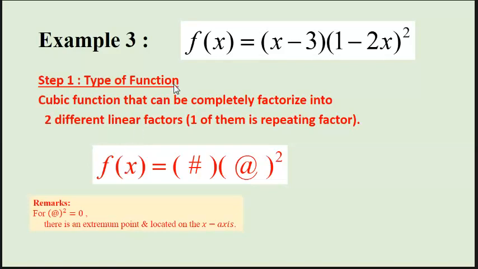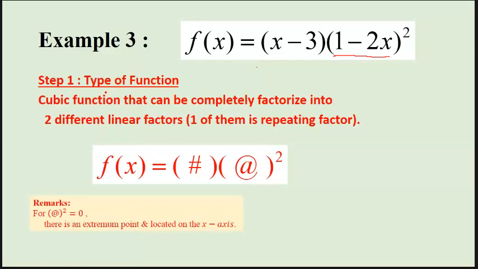Now let's refer to example 3 for sketching the graph of cubic functions. Now we have the case that the function can also be completely factorized, but this time it happens to have repeating linear factors. So the technique here is similar to what we have in example number 2.